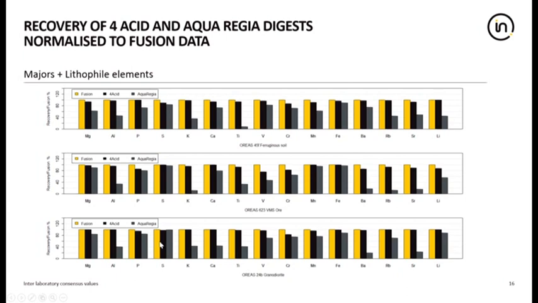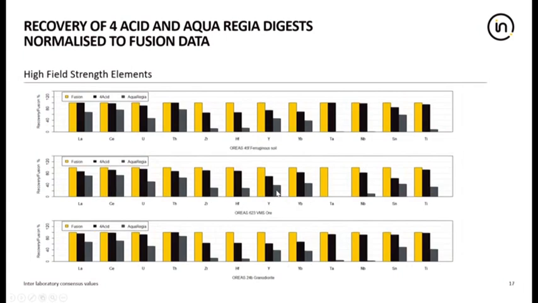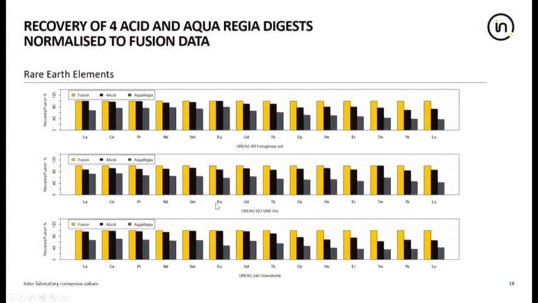Majors and lithophile elements, this is where the 4-acid digest starts to struggle. Oh, I'm running out of time. 1 minute. Oh, can I have a minute? Okay. For high field strength elements, you can see the digest is really struggling. And for rare earth elements, what we take away from that is heavy rare earths are more difficult to extract than light rare earths with acid digests, and your rare earth patterns might look different.